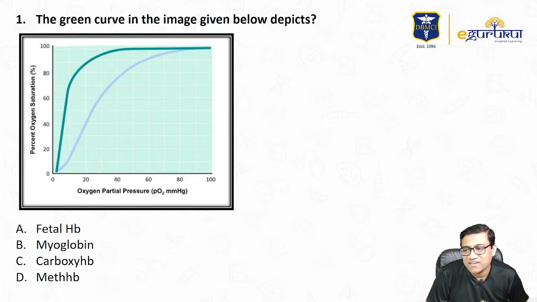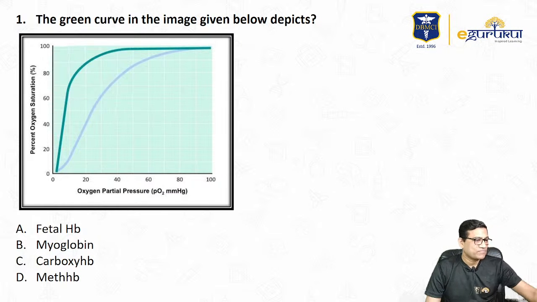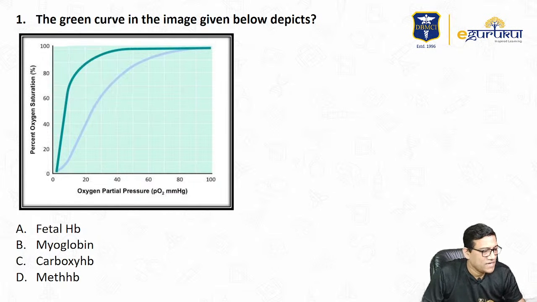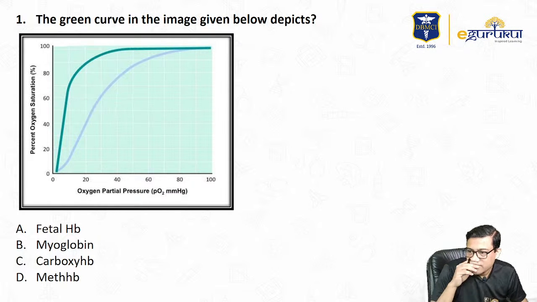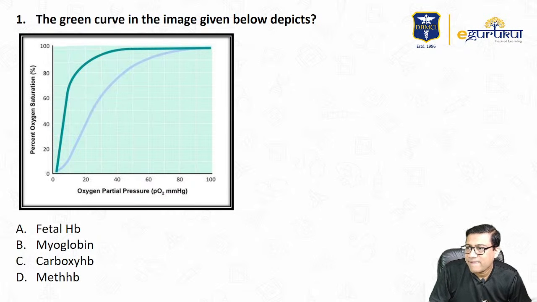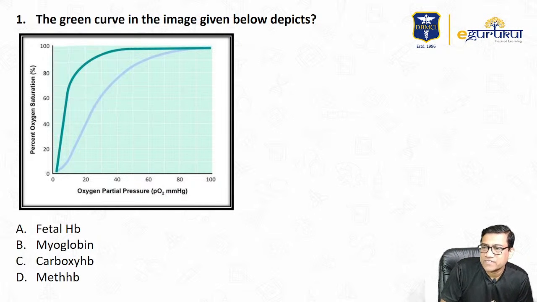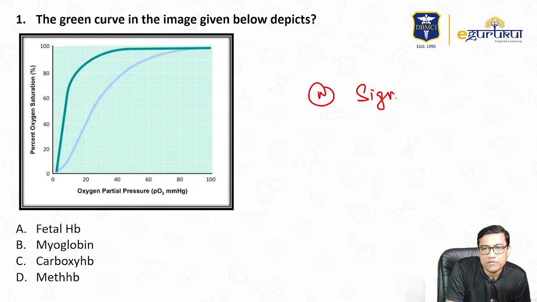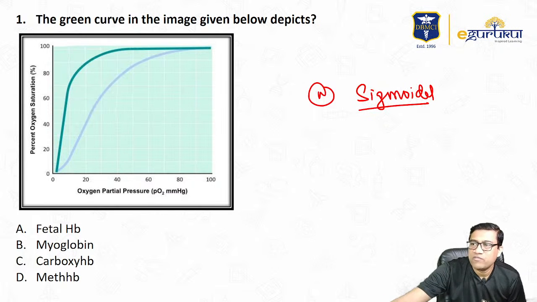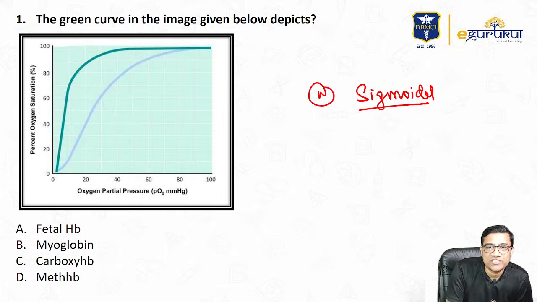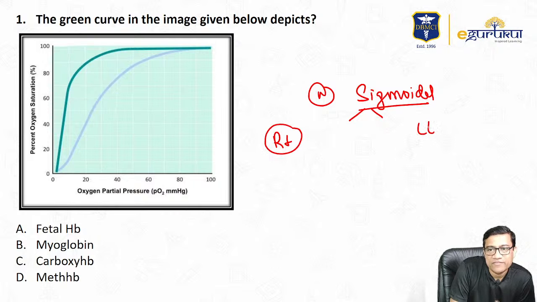What is the funda about that? Let's start. First we'll discuss the curve. You know already the normal oxygen curve. What is the normal curve? Normal is sigmoidal. And what are the variations we have to remember? First is right shift and left shift. You already know right shift and left shift.